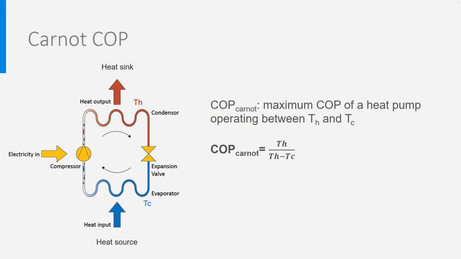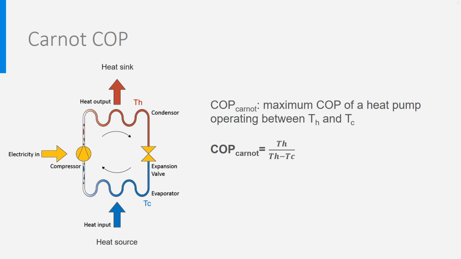But there is something more. Just like it is impossible when burning a fuel to get more heat out of it than its higher heating value, there is something like a maximum achievable COP. This maximum COP is called the Carnot COP and is defined as the ratio between the high temperature side TH and the temperature difference between the warm and cold side, TH minus TC. TH should be in Kelvin, of course.